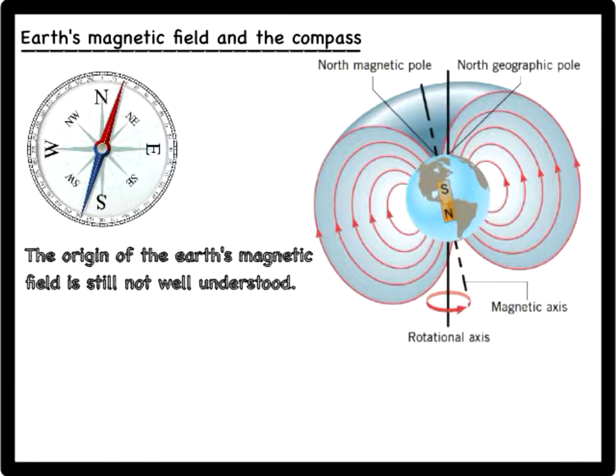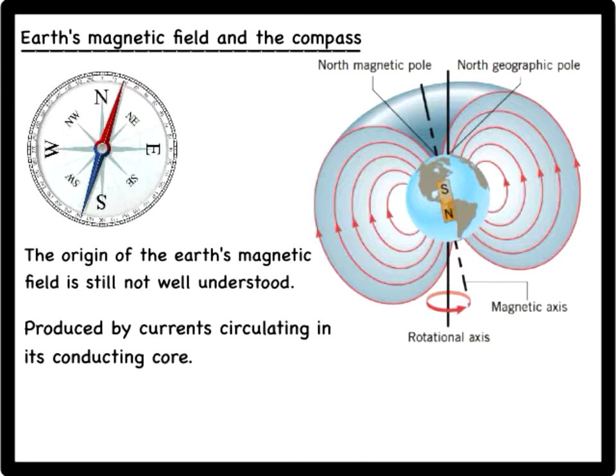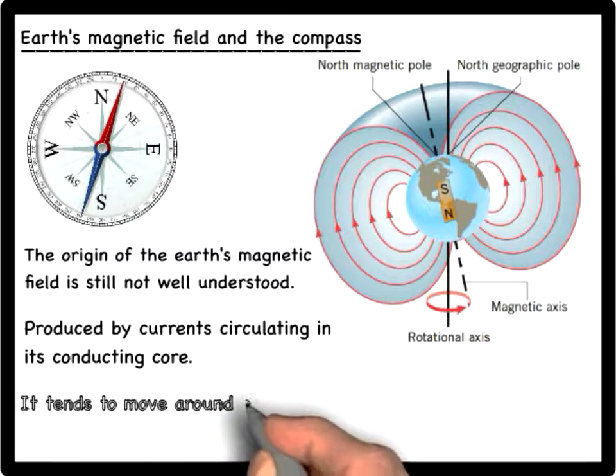It is not well understood what causes the Earth's magnetic field. It originates from electric currents circulating in the Earth's core, and it tends to move around over time.